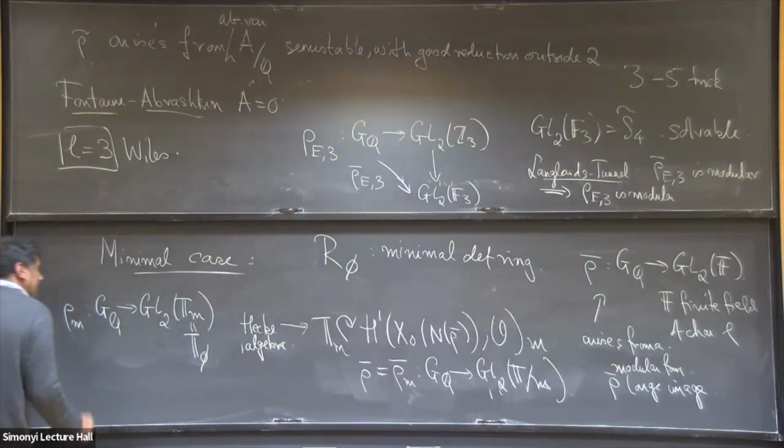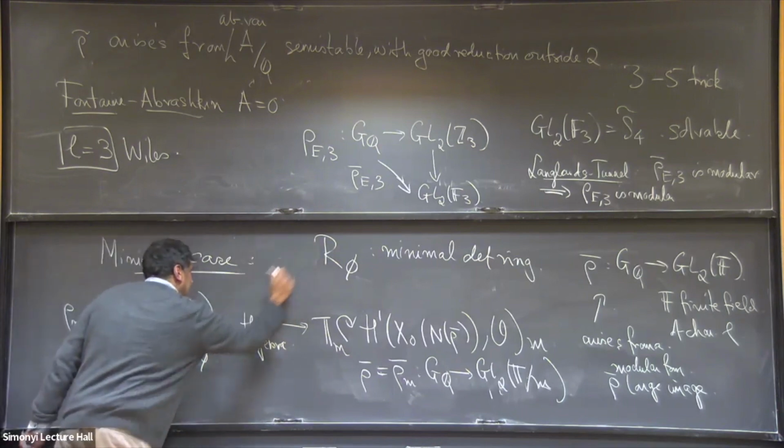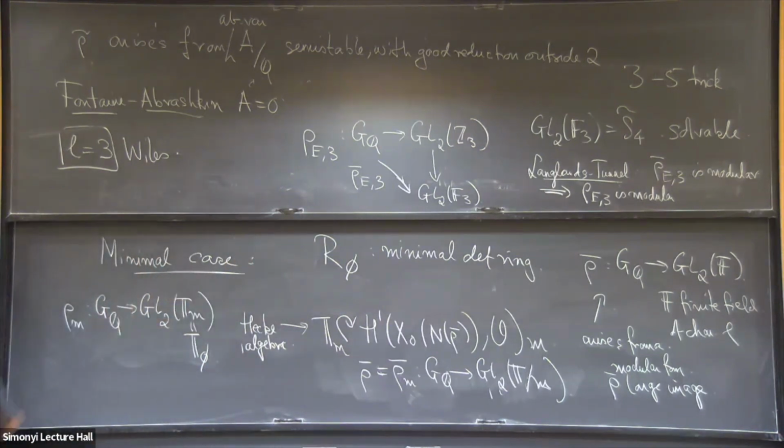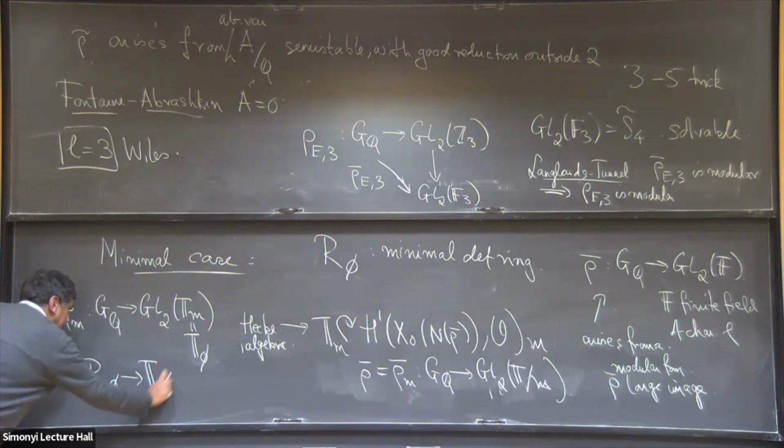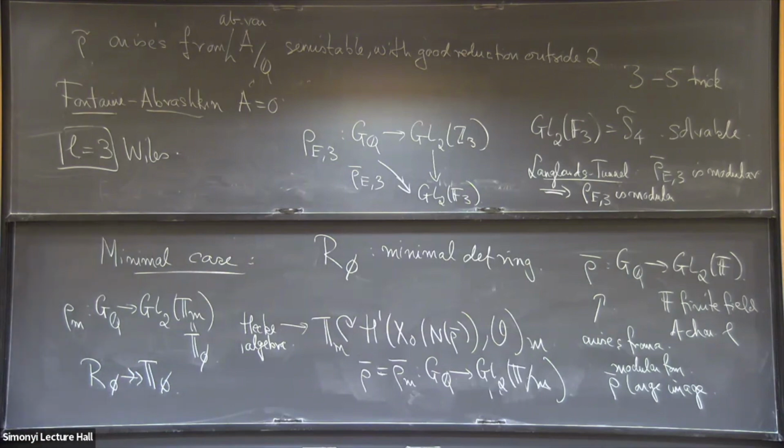Right. And there's a natural map, because by the universality of this Galois representation, there's also a universal Galois representation into GL2 of R. So there's some surjective map from R phi to T phi. And then the modularity lifting you want to prove is that this map is an isomorphism, right? That this map is injective. Okay. So how does one do that?